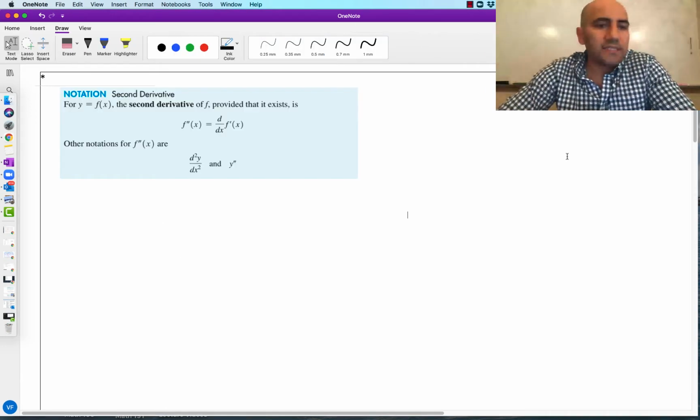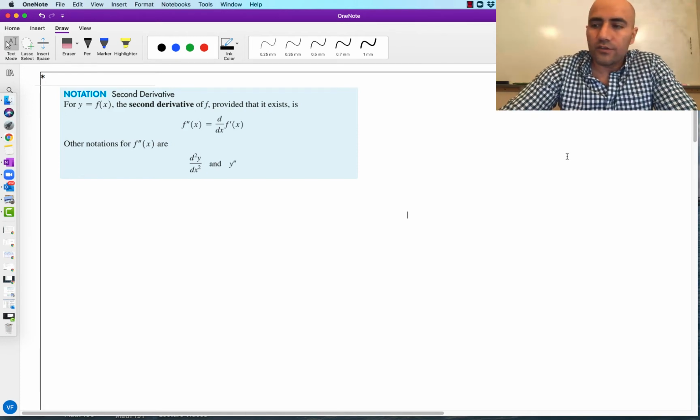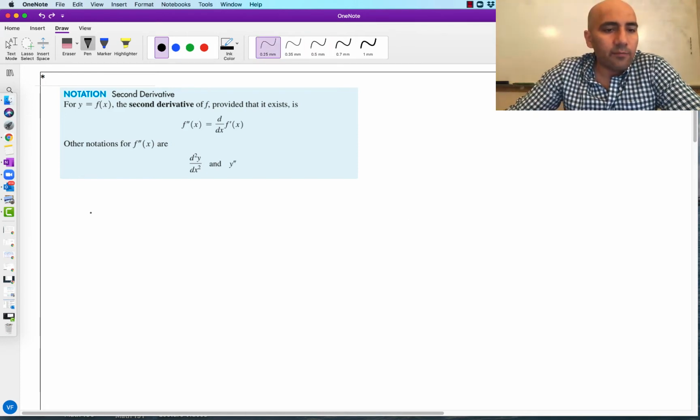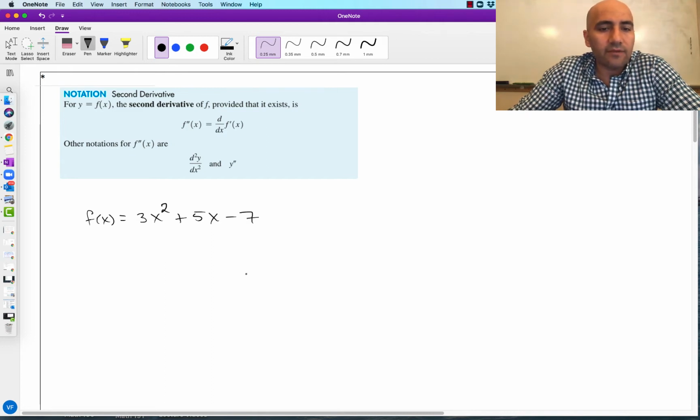Okay, so the second derivative of a function f, provided that it exists, is equal to the derivative of the first derivative, right? So, for example, let's say that we're given this function. Say f of x is equal to 3x to the power of 2 plus 5x minus 7. Okay, so there's the original function.